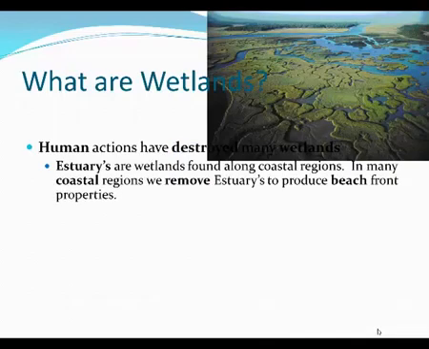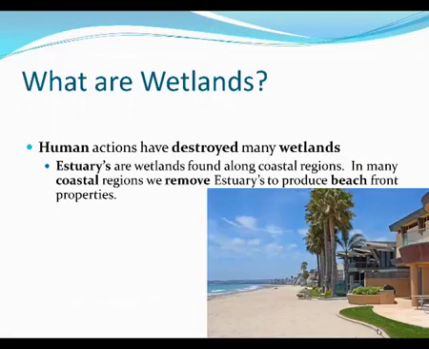Estuaries are wetlands found along coastal regions. In many coastal regions, we remove estuaries to produce beachfront properties. So this picture shows an estuary. Estuaries border freshwater environments and saltwater environments. That border is usually along beachfront areas where we simply bulldoze the estuary under and produce beachfront properties, mostly because beachfront properties command a higher price than estuaries do. However, it can be argued that an estuary is far more important than a beachfront property.